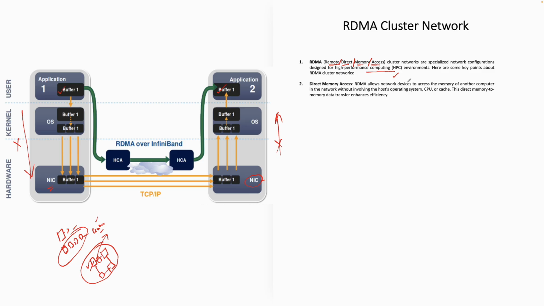So direct memory access, RDMA, allows network devices to access the memory of another computer in the network without involving the host operating system. You're not involving the OS, you're not involving the CPU, nothing is coming into the picture, or even cache. So this direct memory to memory data transfer enhances the efficiency.